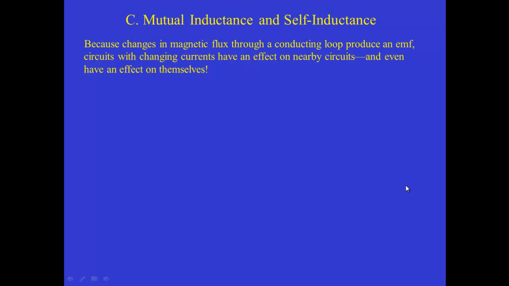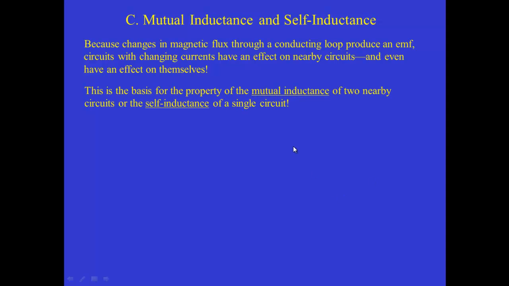Today we're going to talk about some concepts that take the physics of Faraday's law and show how it has relevance in practical circuits. And this topic deals with quantities called mutual inductance and self-inductance. And because, as we've seen, changes in magnetic flux through a conducting loop produce an EMF, this means that circuits that have changing currents have an effect on nearby circuits. And as we will see, they even have an effect on themselves.